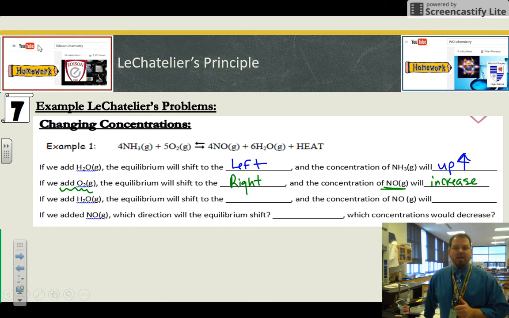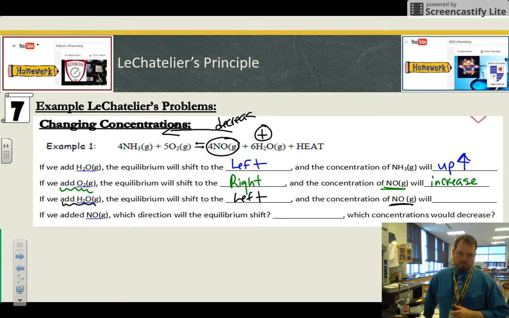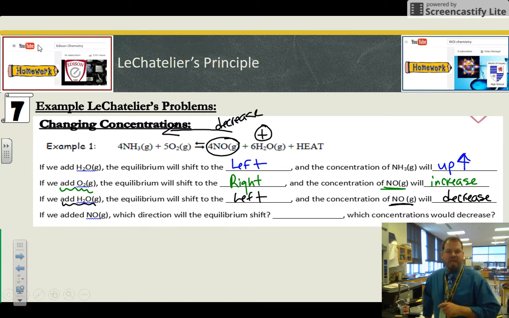So when I add, I go away from what I add. I added a product, so I will go towards the reactants. Okay, so I'll go to the left. But it says now what will happen to the concentration of NO? Well, NO is on the product side. So if I'm shifting to the reactants, my product side goes down. That makes sense.